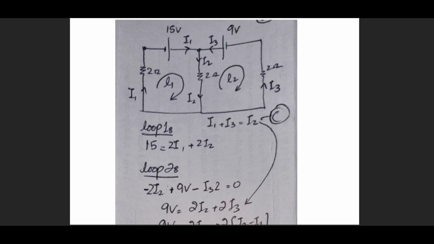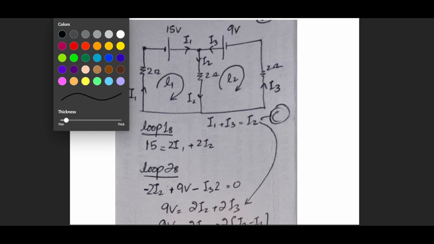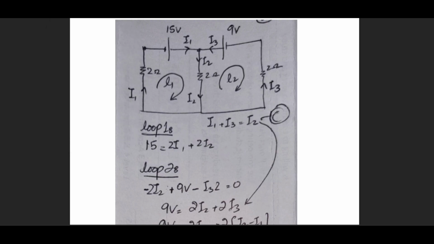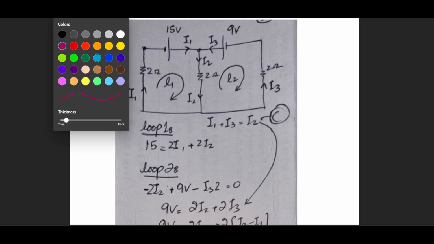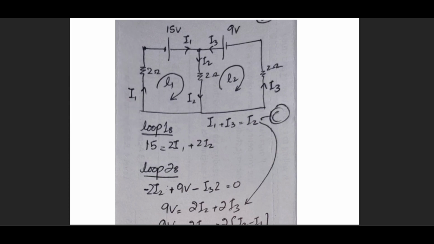Let's look at the first equation. How have I made the first equation? Now, choosing the direction of these loops as L1 and L2, there is no compulsion by the examiner or by any engineering book that you can't choose the other way around. You could have selected both loops to be in the opposite direction. There is no compulsion.